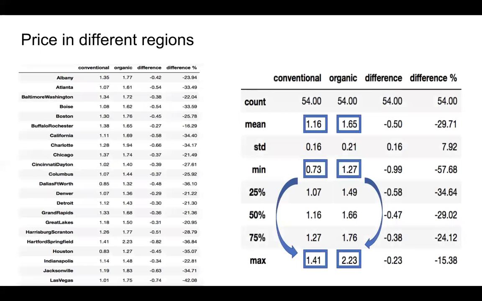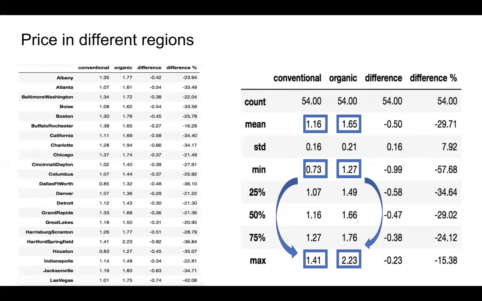So after grouping the raw data by their types and the regions, we calculated the average price for each region and for each type, and got our sorted data frame on the left side of the slide. The column called difference is just conventional price minus organic price. They're all negative because conventional avocados are cheaper than organic avocados by 15% to 50%. The graph on the right side is just the statistic summary.